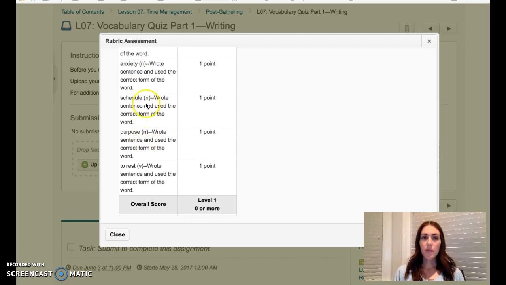So when we see these parentheses, that tells us what part of speech it is. Like to rest, it's a verb. And like I said, sometimes those vocabulary words can be other parts of speech, and that's why it specifies. It tells you which one it is.